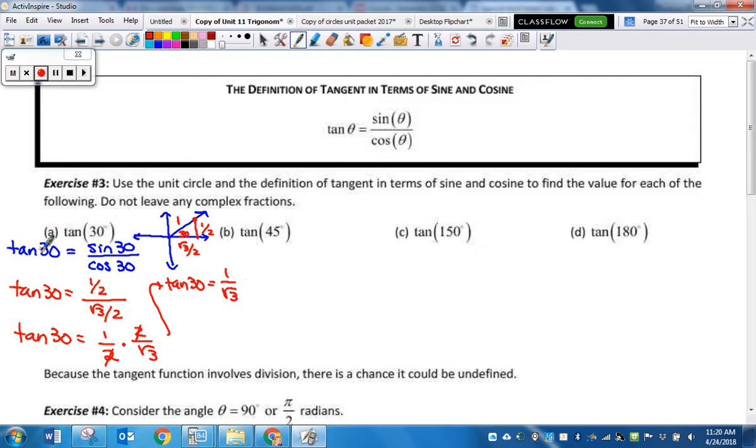Can I leave it like that? No. So how do I get it to not have a radical in the denominator? Radical 3 over 3. Radical 3 and radical 3, top and bottom, right? So radical 3 bottom, radical 3 on top. So final answer, tan of 30 equals radical 3 over 3.